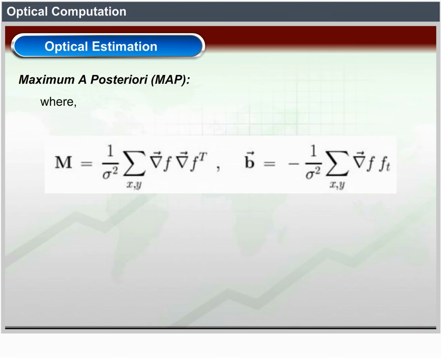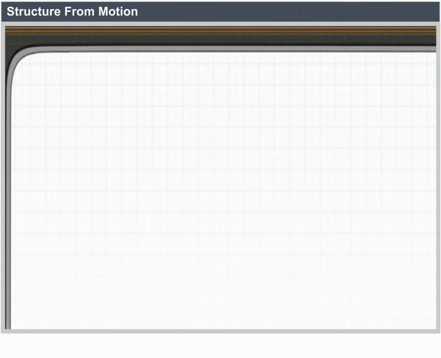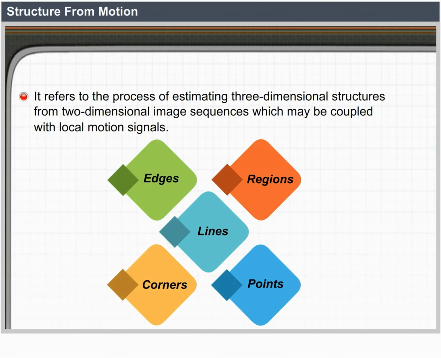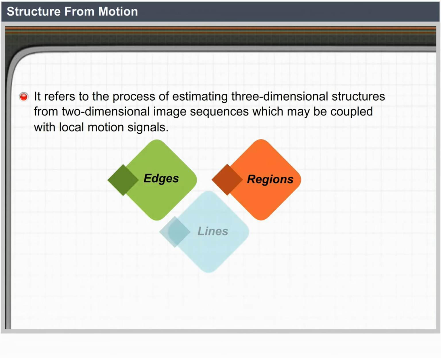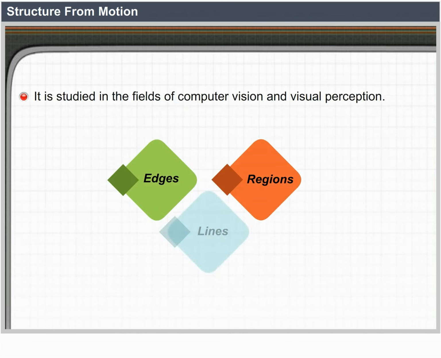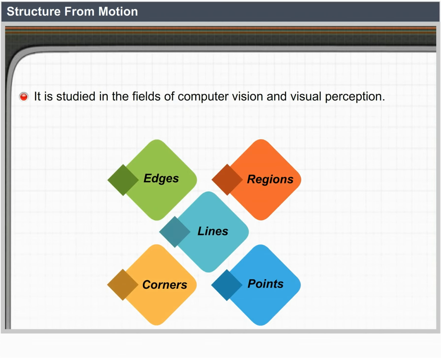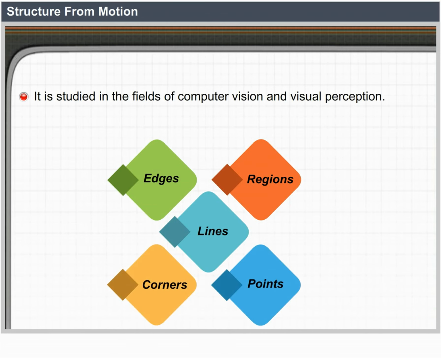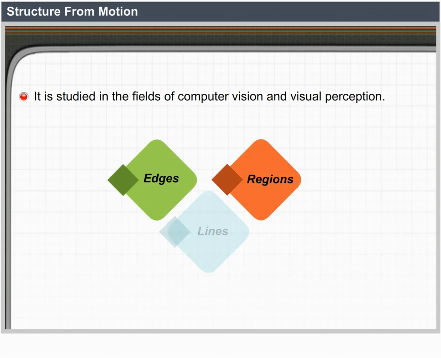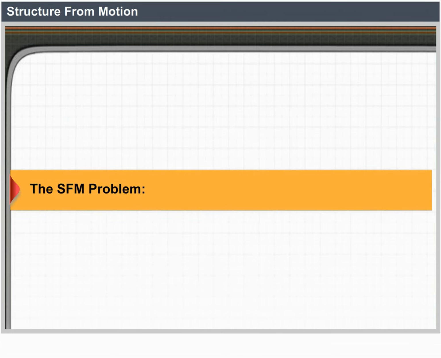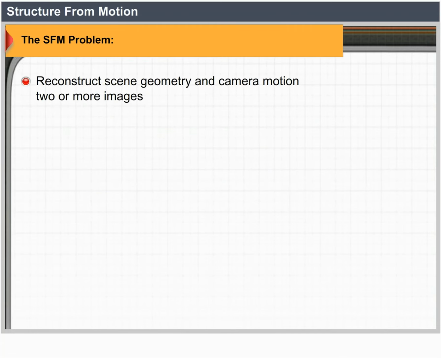Structure from motion. It is a range imaging technique. It refers to the process of estimating three-dimensional structures from two-dimensional image sequences which may be coupled with local motion signals. It is an important subject in the fields of computer vision and visual perception. Structures in an image: edges, corners, lines, regions, points, etc. The SFM problem. Reconstruct scene geometry and camera motion from two or more images. The SFM pipeline or block diagram can now be seen.